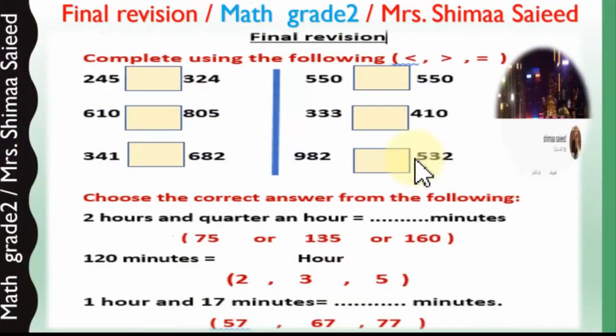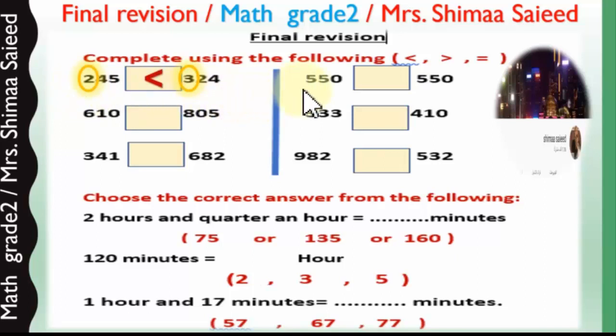Our first question is: complete using the following signs: less than, greater than, or equal. 245 and 324. Here we have 2 in hundreds place, and here we have 3 in hundreds place. Here we have a 3-digit number, and here we have a 3-digit number. So 200 is less than 300.